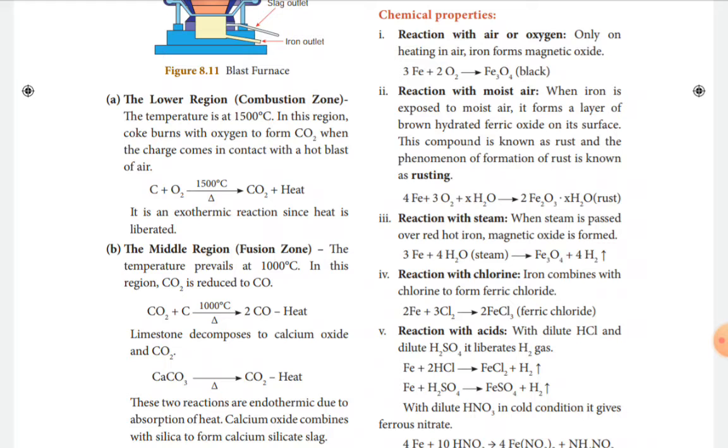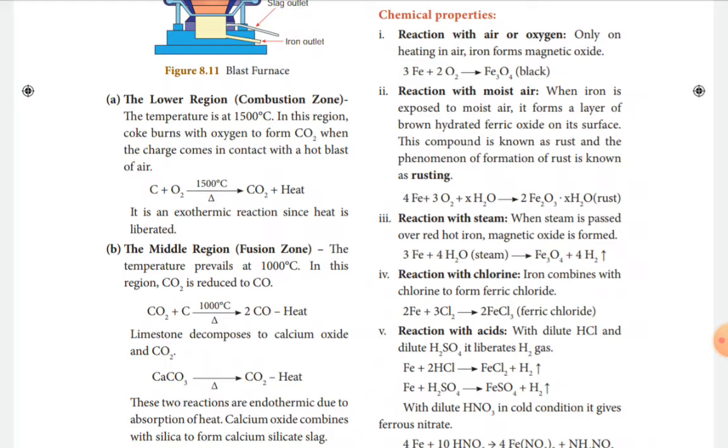It gets in contact with the air and carbon dioxide, and it gives hydrated ferric oxide. A brownish layer is formed on the surface of the iron. This process is called rusting. What is the equation? You can see 4Fe plus 3 oxygen and xH2O. x depends upon the presence of moisture.